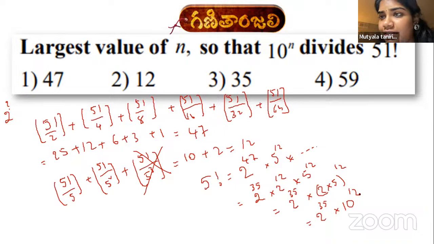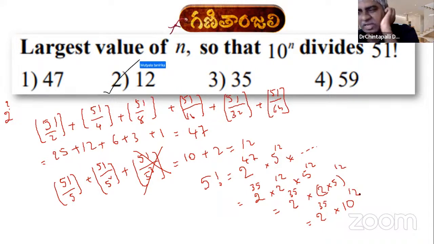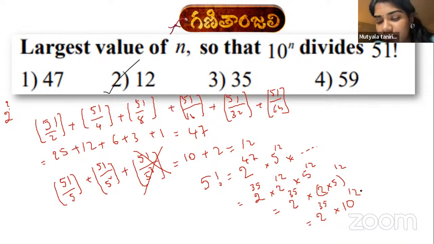Largest value of n such that... Oh, is it 12, sir? Yeah, that's right. And one more thing. The number of zeros that 51 factorial has: in 51 factorial, there are 12 zeros at the end. The same question can be asked like the number of zeros in 51 factorial. The number of zeros in 51 factorial is nothing but the power of 10. 10 power 12 means 12 zeros after 1. It is to be multiplied by some other value. So at the end we get 12 zeros.